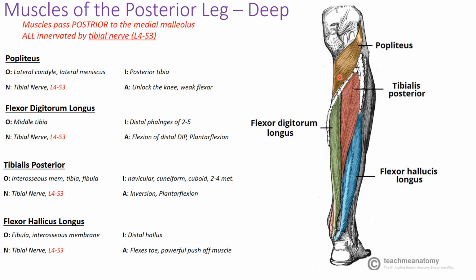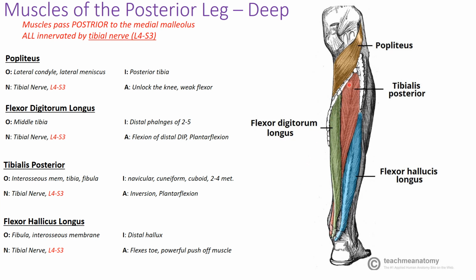Now, we're getting into the muscles that cross the ankle joint. The first one, flexor digitorum longus, located here in green. The flexor digitorum longus is going to arise from the medial aspect of the tibia, and it's going to insert onto the distal phalanges of digits 2 through 5. Again, innervated by the tibial nerve, like all of these muscles, and it's going to cause flexion of the distal interphalangeal joints, and then plantar flexion. So just like in the hand, the flexor digitorum longus is going to go all the way to the distal phalanges.